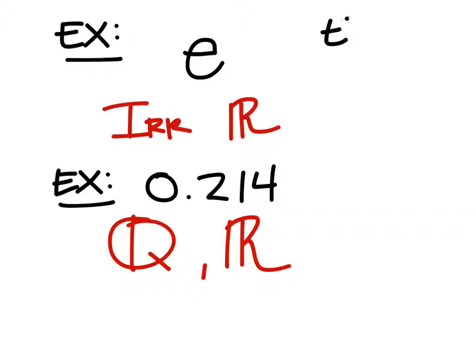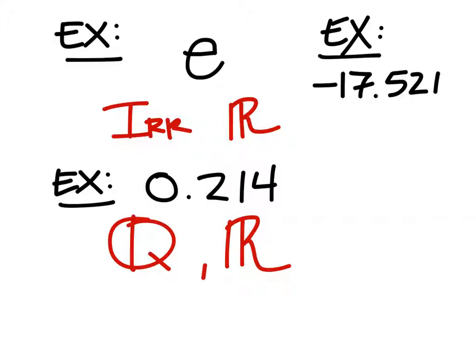What about a repeating decimal like, what do you guys want? Negative 17.5214 and just the 14 repeat. How would we categorize these? Rational and real. Correct. Rational, real.